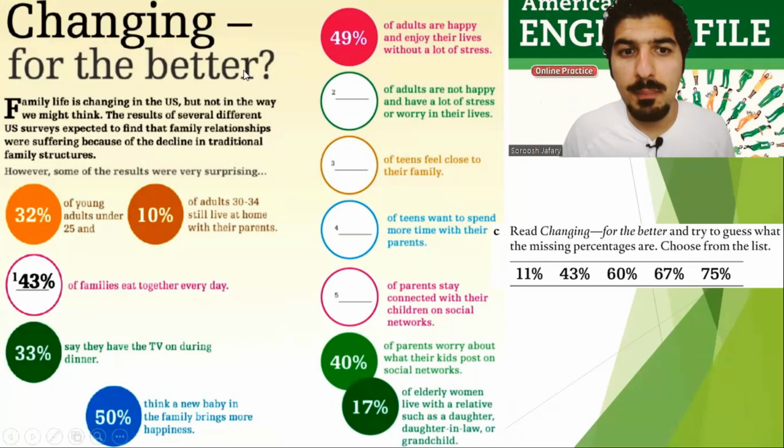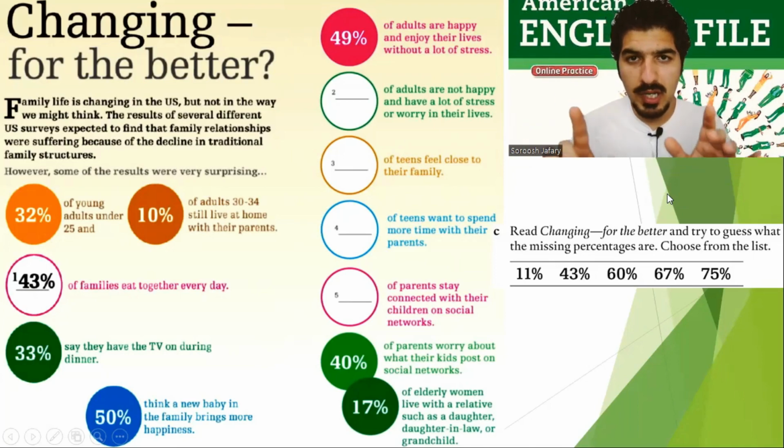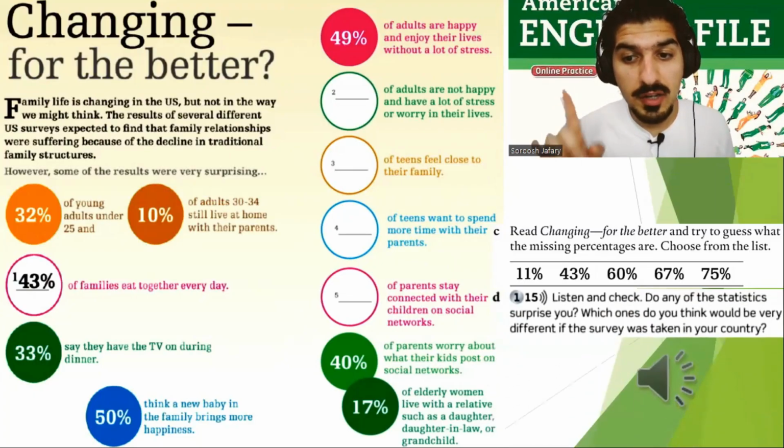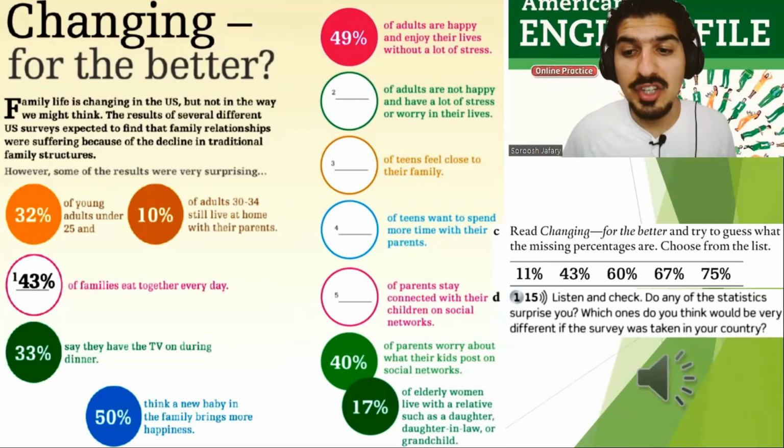Changing for the better. Everyone, read this article. The name of the article is Changing for the Better. And try to guess what the missing percentages are. Choose from the list. Take your time, read it, no help from your friends. I'm gonna wait. A few moments later. Great, you're back. Now I need you to listen and check.